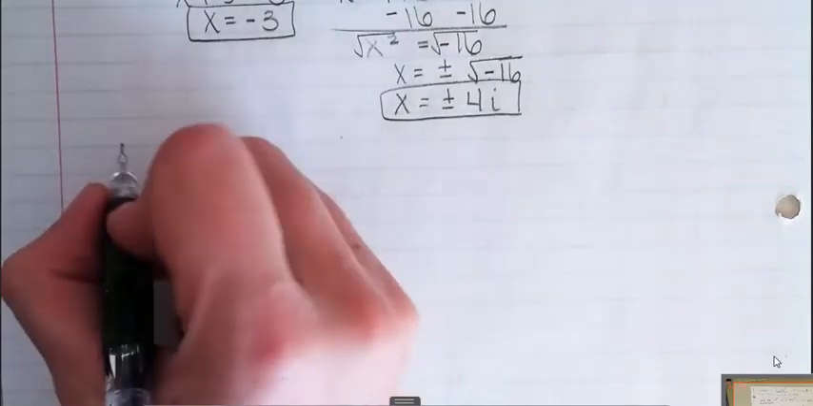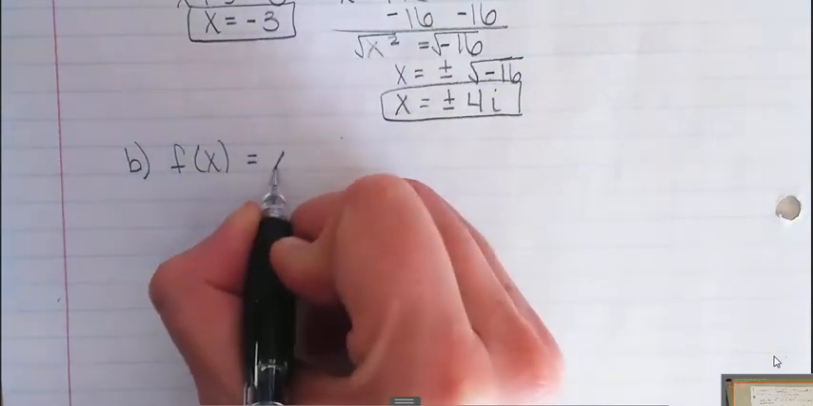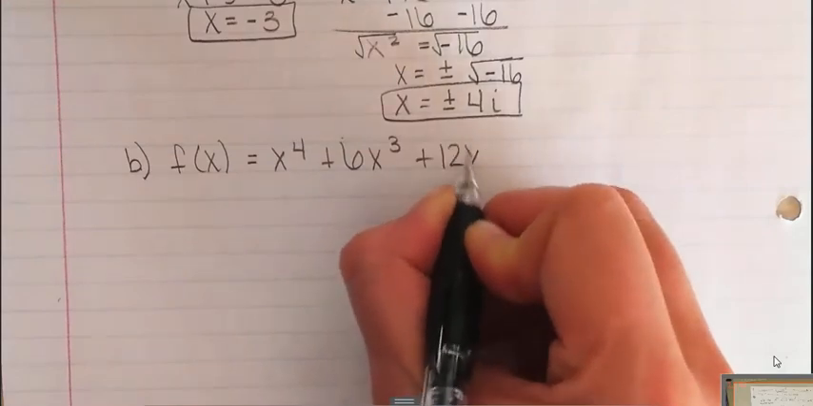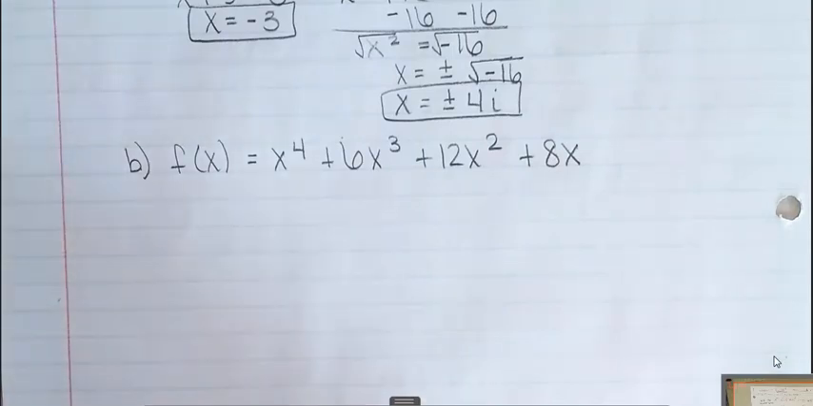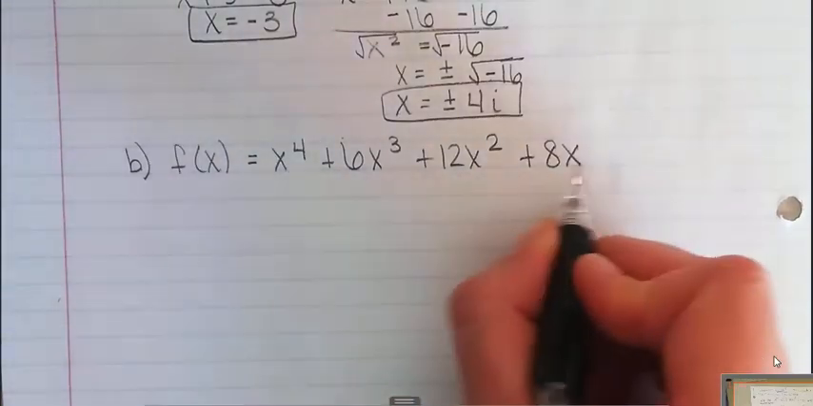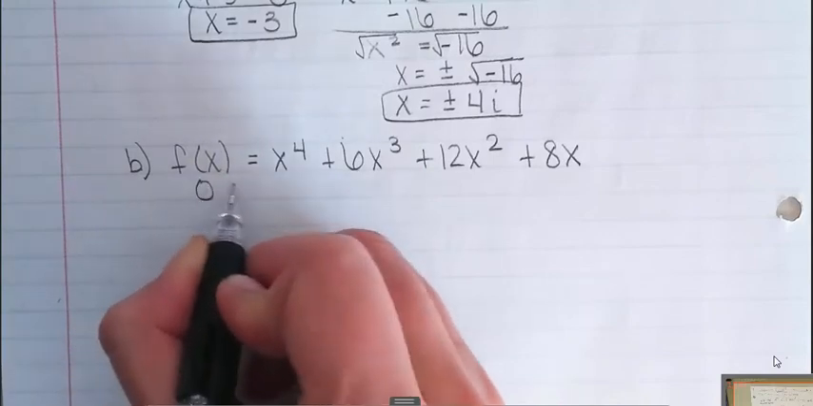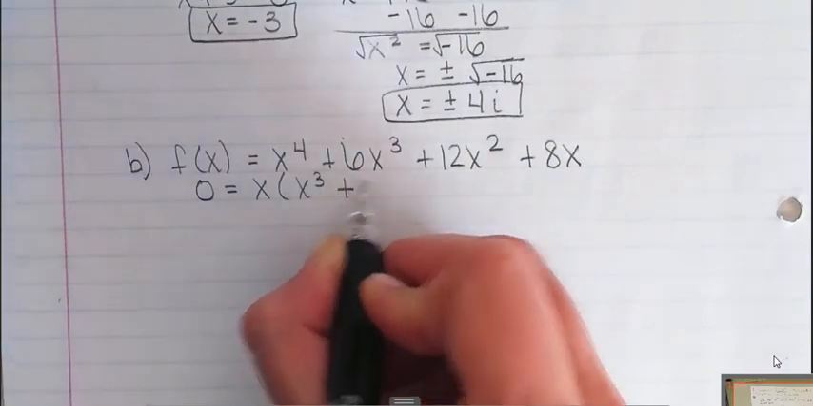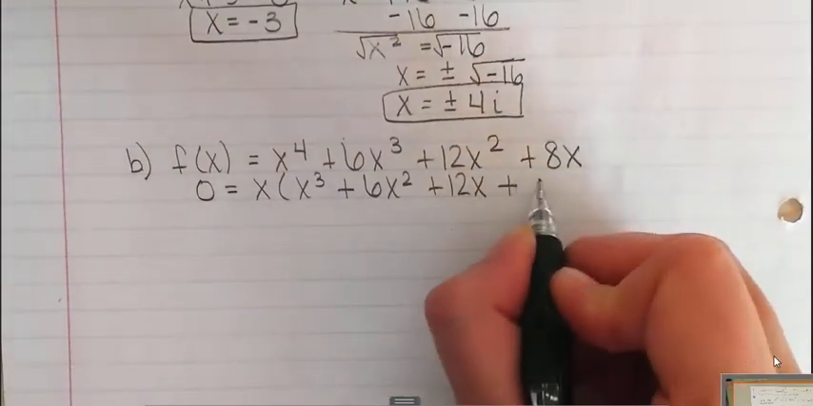All right, let's try another one. Given f of x equals x to the fourth plus 6x cubed plus 12x squared plus 8x. So always, always, always looking to my first friend and asking, hey, first friend, can you help me out? And in fact, I believe that our first friend can. So I'm solving this, so I'm going to set my output to 0. I'm going to pull out an x, and I'll be left with x cubed plus 6x squared plus 12x plus 8.